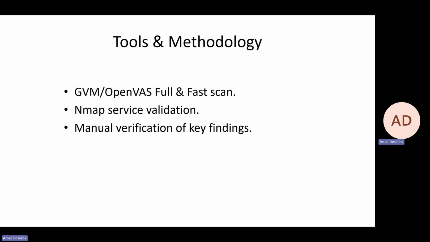So, the tools and methodology. I used a combination of automated and manual tools. The major tools included the Greenbone Vulnerability Manager, GVM/OpenVAS. GVM performs thousands of vulnerability tests using network-based scanning. I selected the full and fast scan profile, which performs a deep and comprehensive assessment of common vulnerabilities. GVM also provides the CVSS severity scores that align with industry best practices.